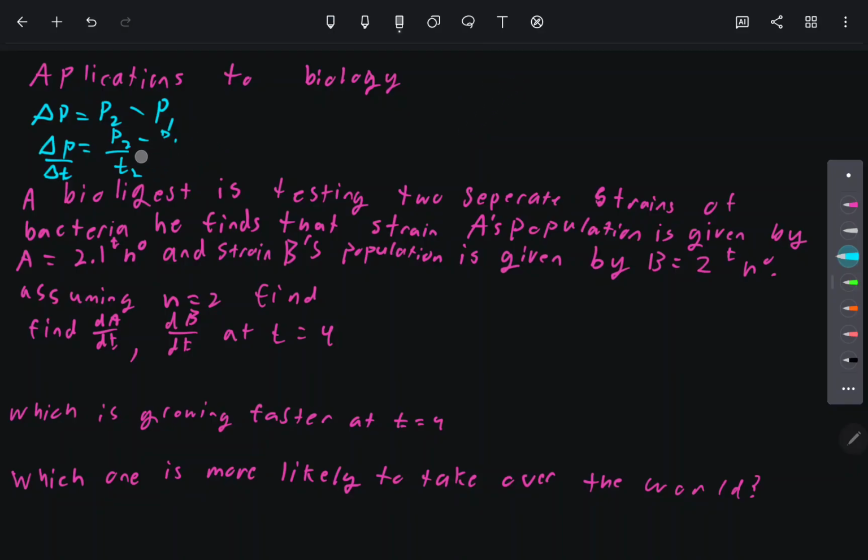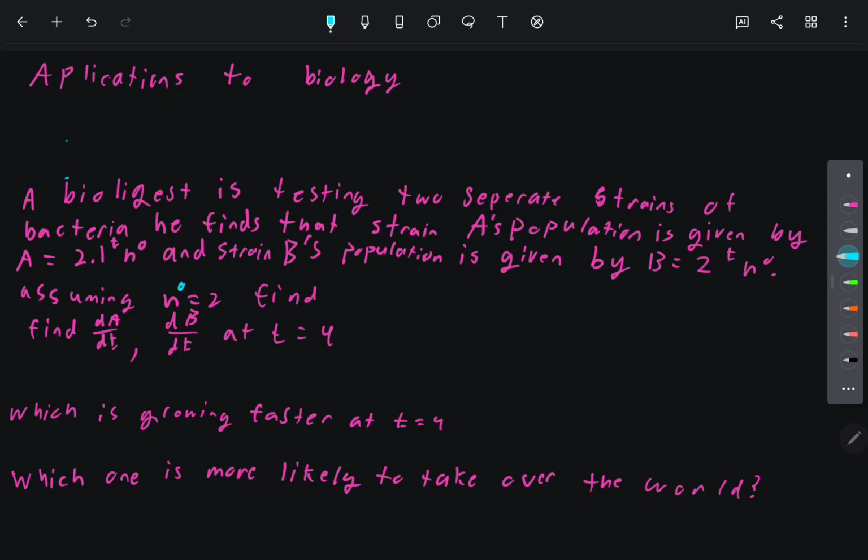So we're going to work a real quick example here. A biologist is testing two separate strains of bacteria. He finds that strain A's population is given by A is equal to 2.1 to the power of t times N naught, and strain B's population is given by B is equal to 2t times N naught. Assuming that N naught is equal to 2, find the derivative of A with respect to t and the derivative of B with respect to t, at t is equal to 4.